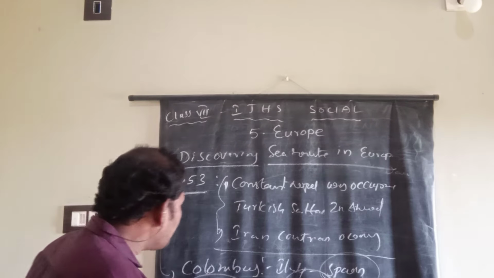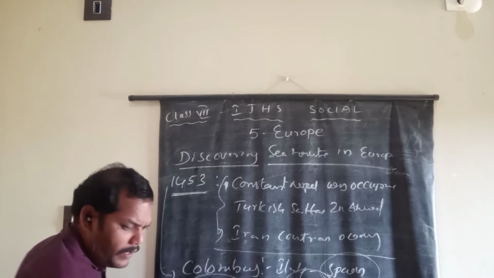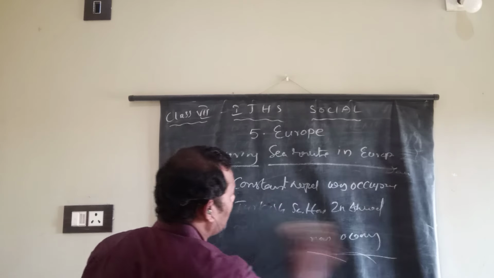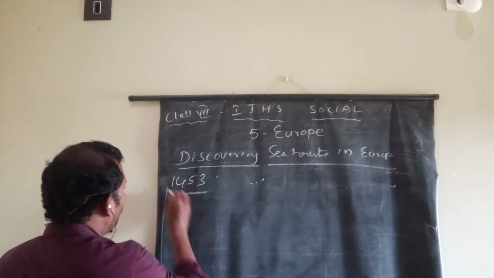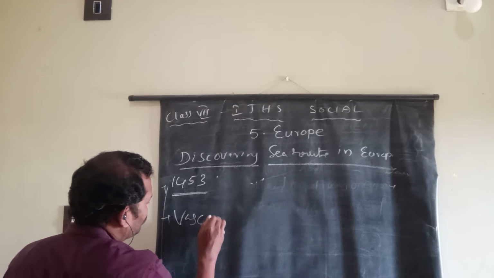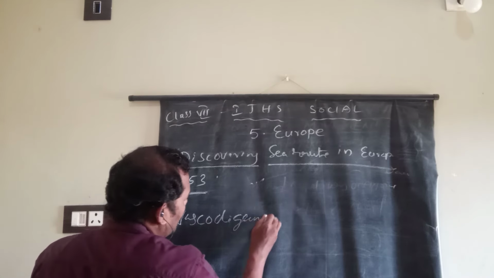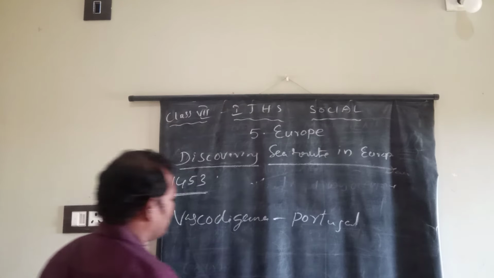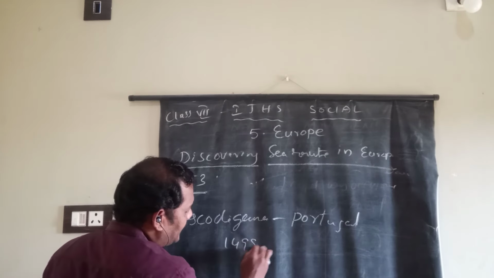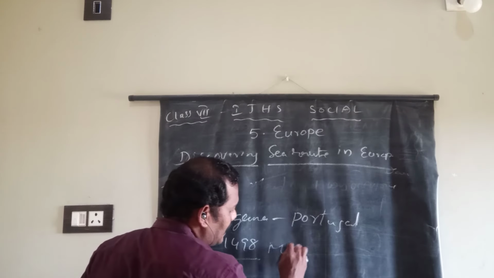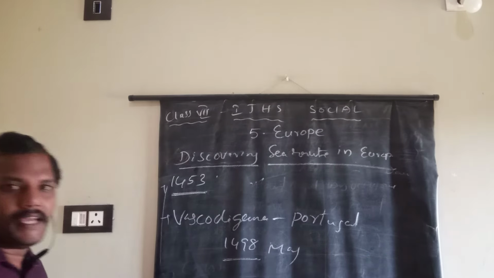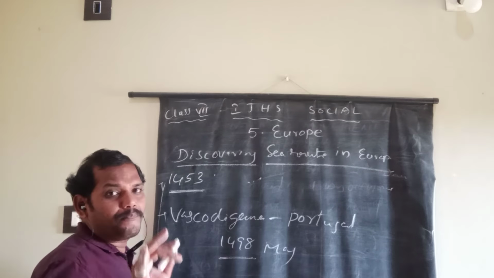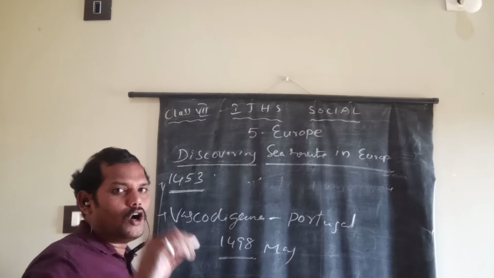Okay. So by this way, the next important person is Vasco da Gama. He belongs to which country? Portugal. Okay, a Portugal person. In which year? 1498, in the month of May, he discovered the sea route to India through the Cape of Good Hope.